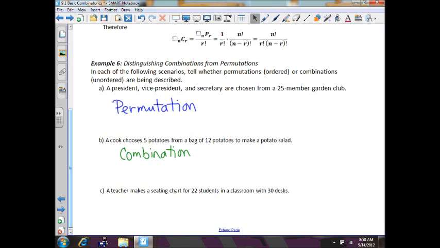Now in part C, a teacher makes a seating chart for 22 students in a classroom with 30 desks. Well, obviously, here, order does matter, so that's why it'd be a permutation.